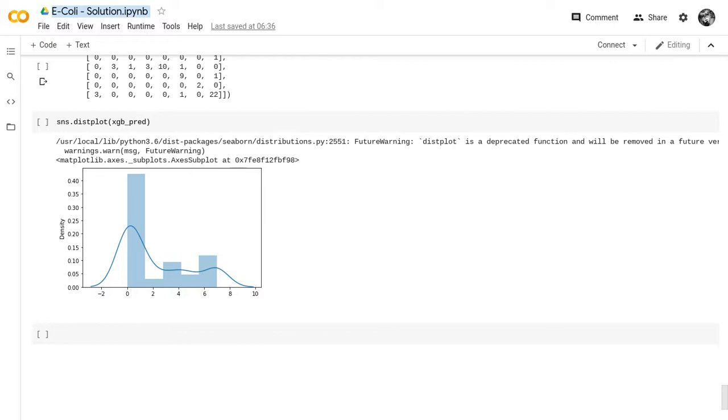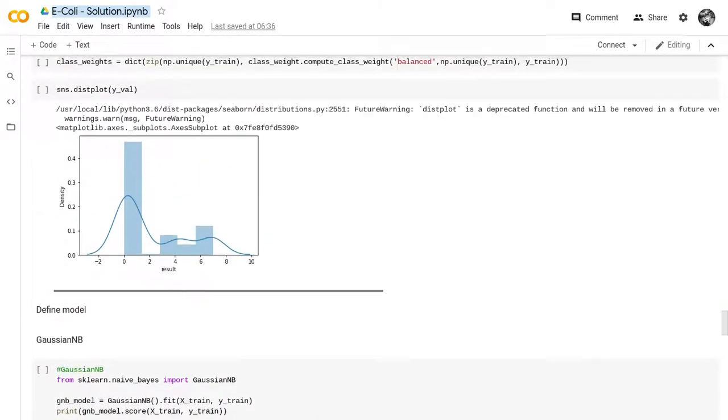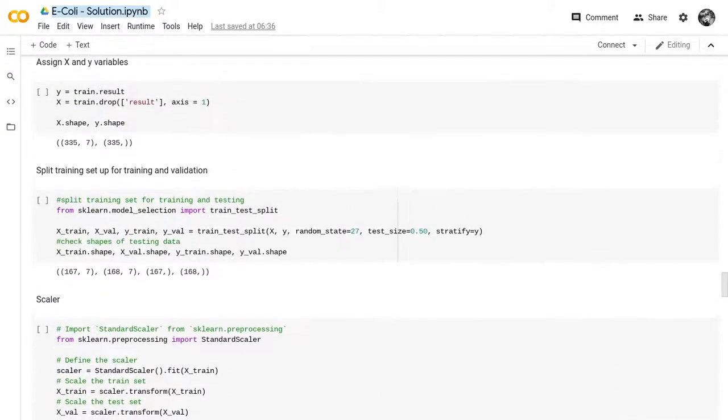I performed copious amounts of experiments on different models and different variations of models, and trying to use SMOTE and different variations of SMOTE, and this was the best I could do. This was the best solution that I could come up with. So that's it for this.